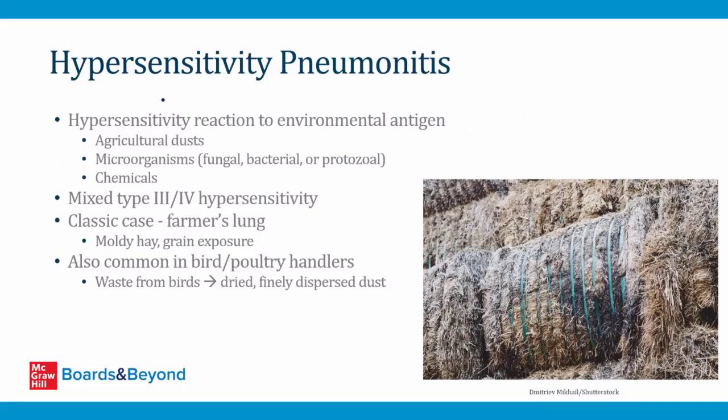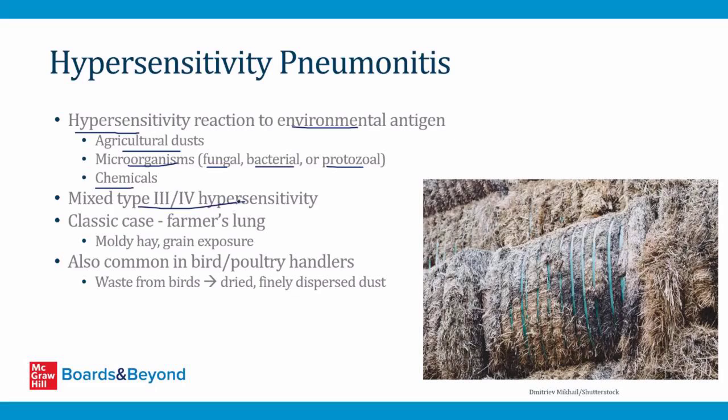Hypersensitivity pneumonitis is another cause of interstitial lung disease. This is a condition where patients have a hypersensitivity in the lungs to some environmental antigen. So for example, agricultural dust can cause this. Certain microorganisms like fungi, bacteria, or protozoa can do this, and certain chemicals. In terms of immunology, it's a mixed type 3 and 4 hypersensitivity reaction.